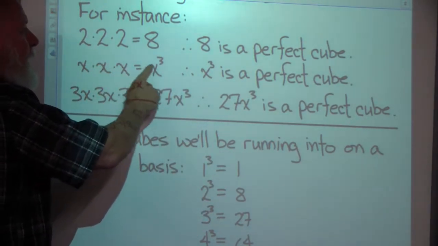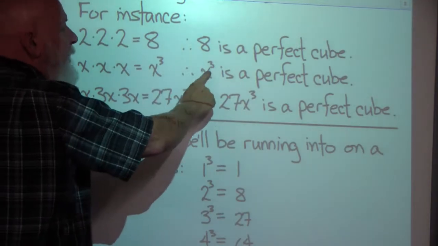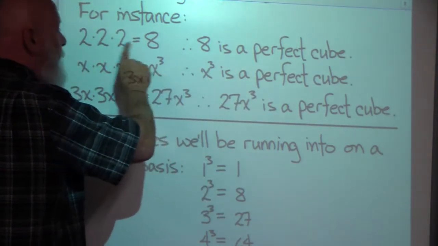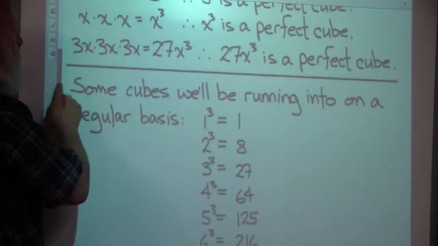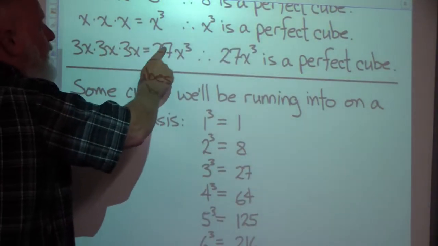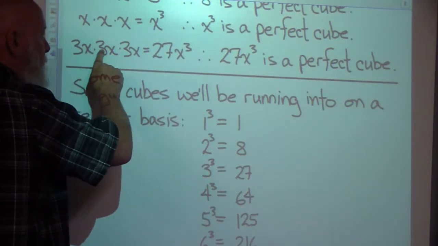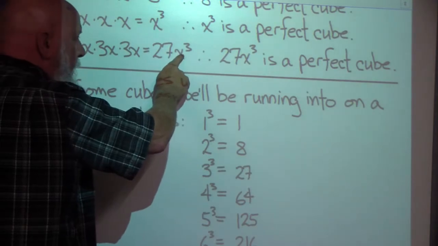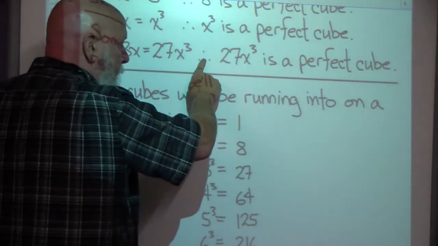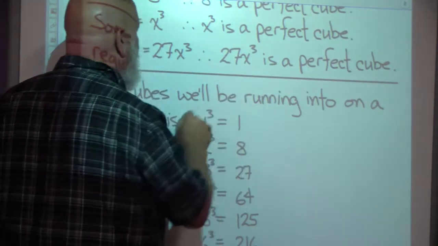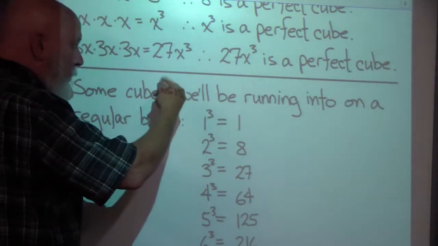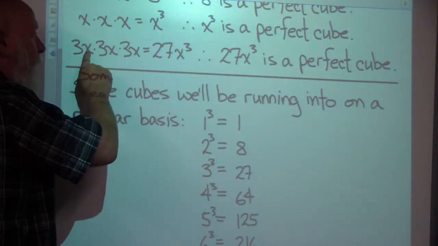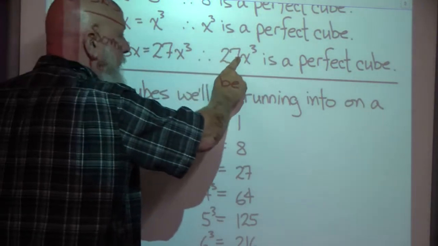X times x times x is x to the 3rd power. Therefore, x to the 3rd power is a perfect cube, and the cubed root of x to the 3rd is x. 3x times 3x times 3x is 27x cubed. 3 times 3 is 9 times 3 is 27. X times x times x is x to the 3rd. So 27x to the 3rd is a perfect cube, and the cubed root of 27x to the 3rd is 3x, because 3x times 3x times 3x is 27x cubed.